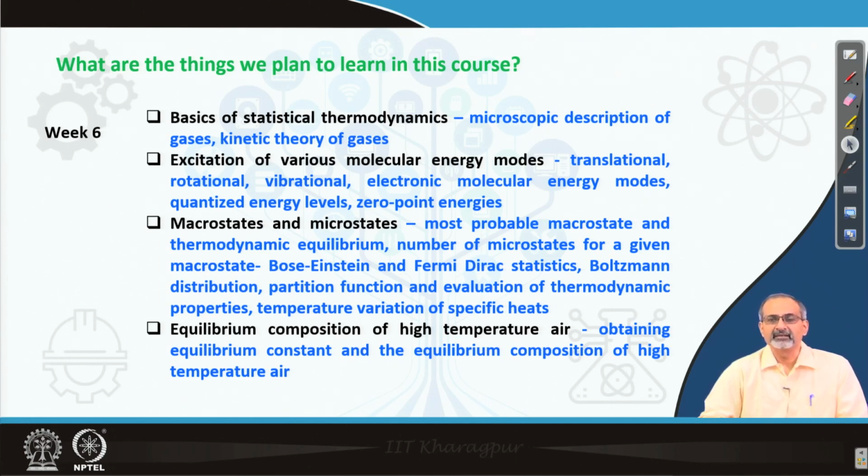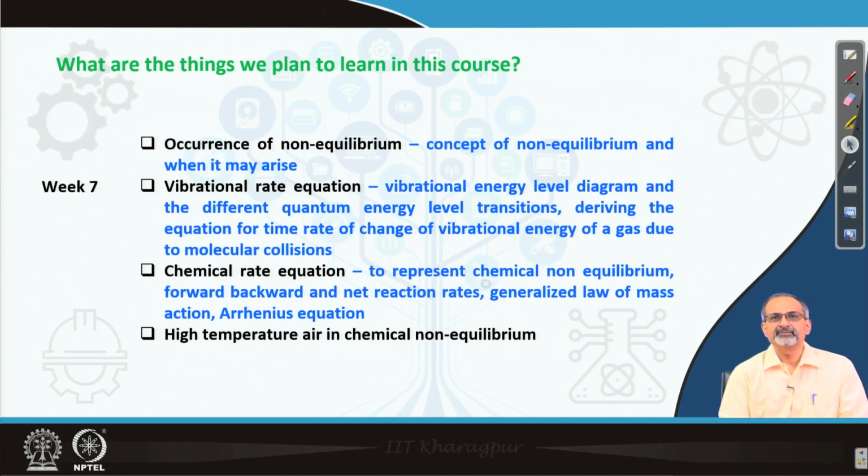variation of specific heats. So, when we were talking about calorically perfect gas, we said that Cp, Cv, they all remain constant, but then when we are here at this chapter, we will start realizing that, well, the picture is not so as you are talking about a much more heated air. Equilibrium composition of high temperature air, where obtaining equilibrium constant and equilibrium composition of high temperature air would be discussed. So, this is more or less what we plan to cover in week 6.